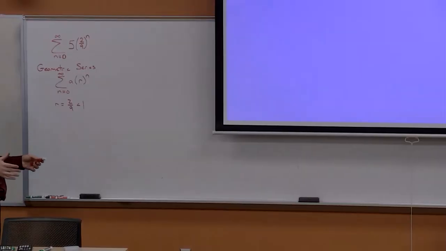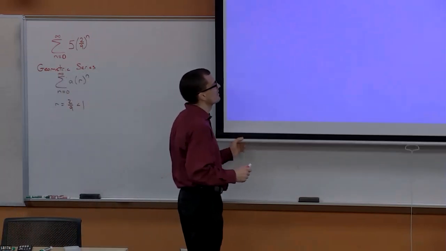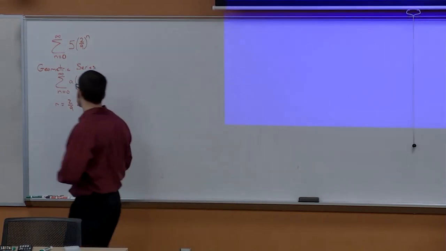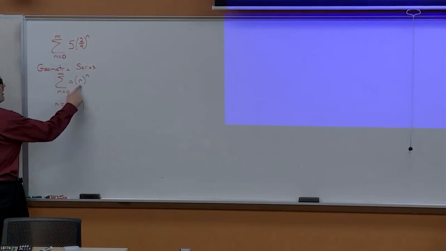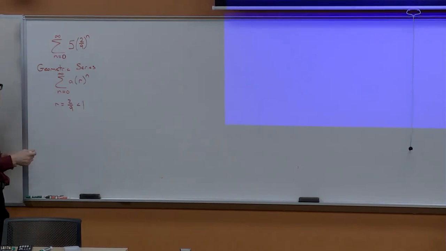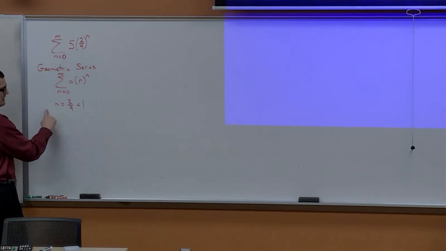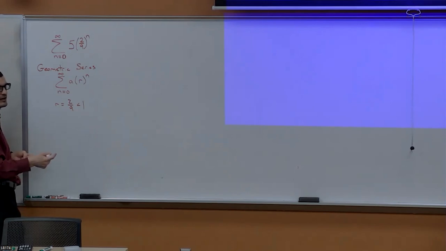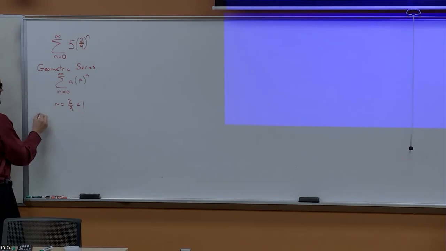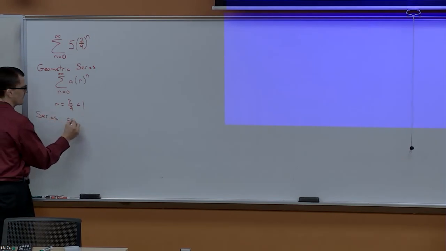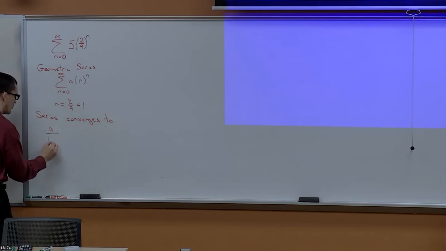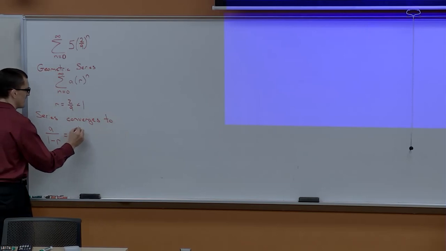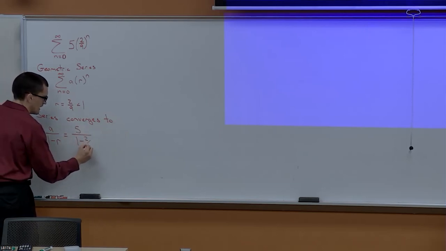All right, so it goes really quick. 5 times 2 ninths to the nth power is a geometric series. We are starting our count at 0. My r here is the 2 ninths, which is less than 1 in absolute value. By the way, I know I haven't dealt with a negative yet, but if r is negative 2 ninths, it still works. Okay. So that means the series is going to converge to a over 1 minus r. In our case, that is 5 over 1 minus 2 ninths.